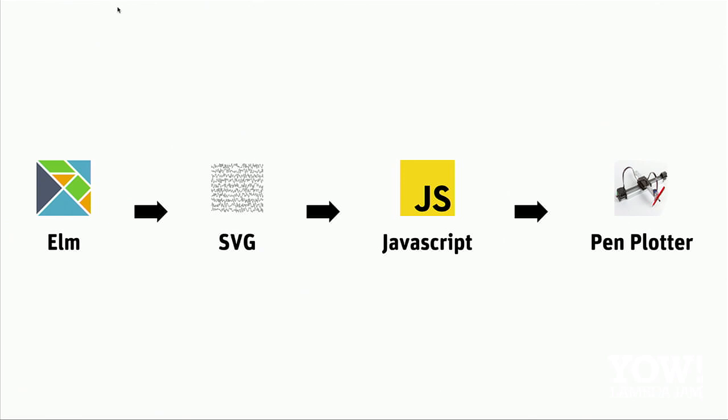So this talk mainly focuses on the first Elm to SVG part, and then there's a little side note section on the JavaScript to the pen plotter part, and the source code, everything is going to be fully on GitHub online. If you search for it right now, it's already online, just so you know where the focus is going to be.